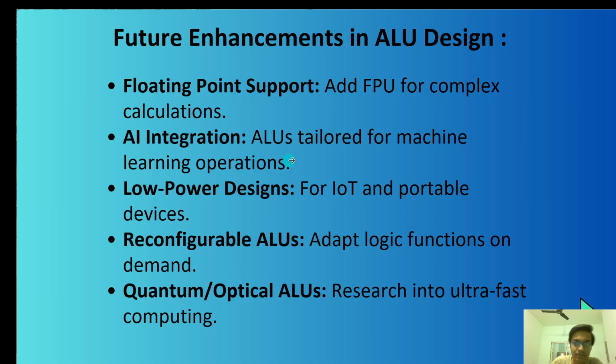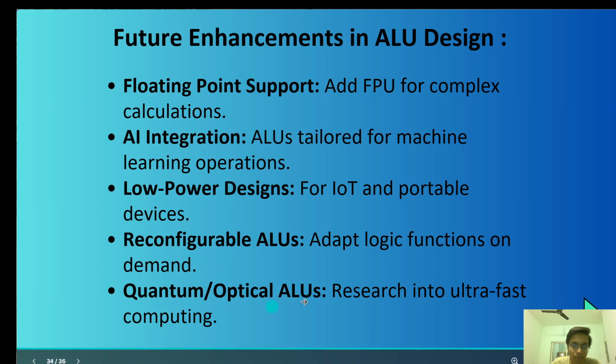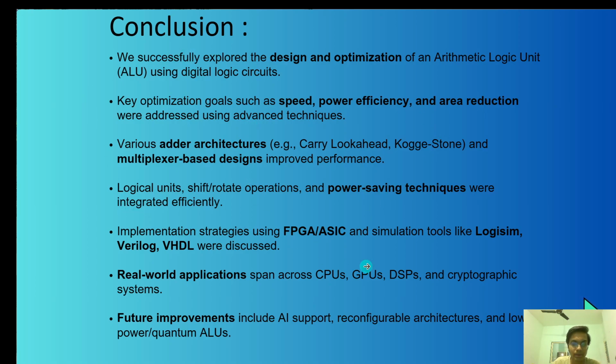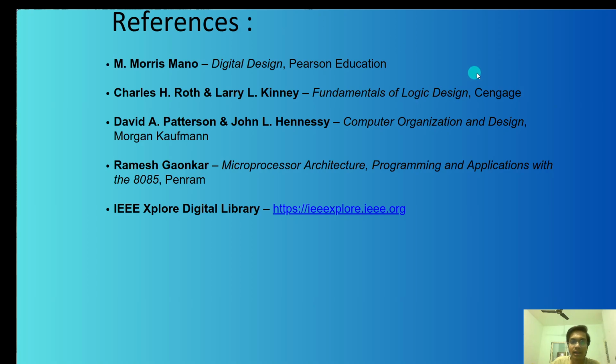Future enhancements which can be done: floating point support, AI can be integrated into it to make it function better with low power. Yes, we know every time we get a good battery backup with each upgrade. So low power design, reconfigurable ALUs, yes, FPGA, we have all talked regarding it, and optical ALUs, quantum. Conclusion, we have already talked regarding all of this, so I don't think we need to conclude more now. And here are the references if you want to look for some of them.